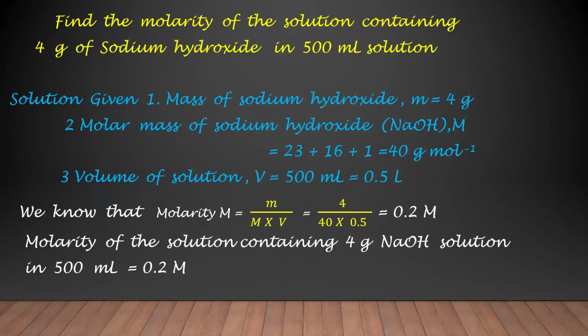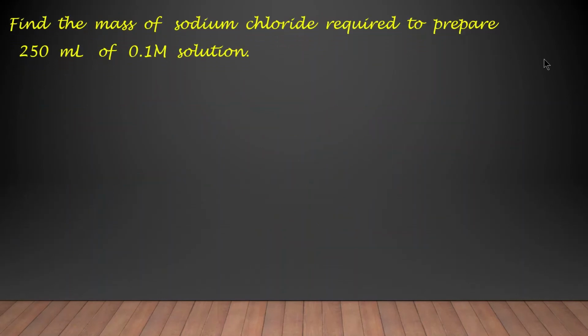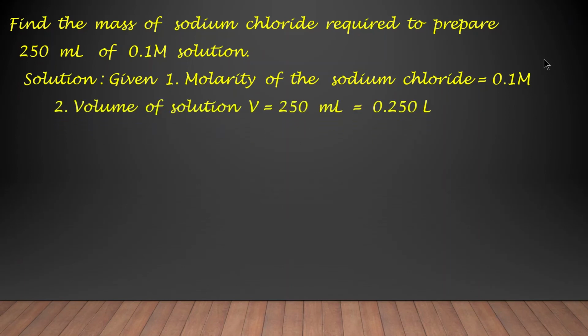Okay, next we shall consider this problem. Find the mass of sodium chloride required to prepare 250 ml of 0.1 M solution. Dear friends, in this problem they have given the molarity of the sodium chloride solution, that is equal to 0.1 M, and then the volume of solution V equal to 250 ml, that is converted into liter by dividing by 1000.